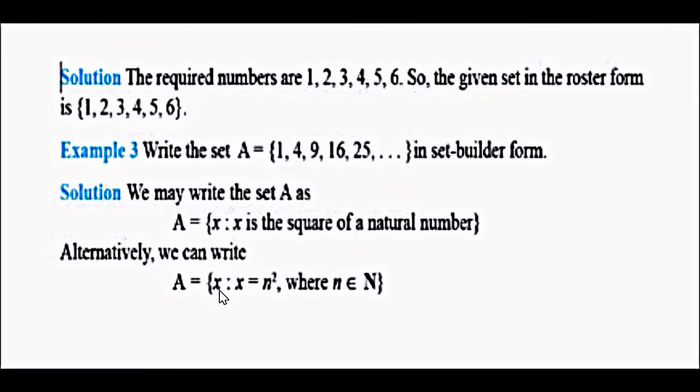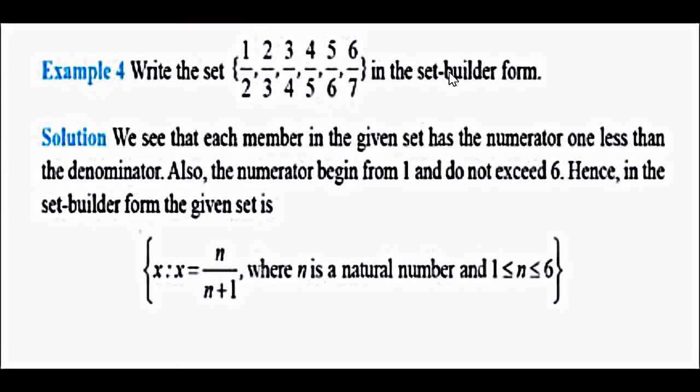Yes, we do have. {x : x = n square, where n belongs to capital N}. Now x belongs to this, n belongs to the natural numbers. This is correct, and x is equal to n square. So every number will be a square of a natural number. Right? This is the better way, and we are going to adopt this in the later sessions also.